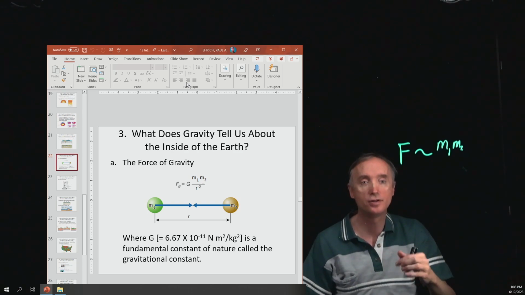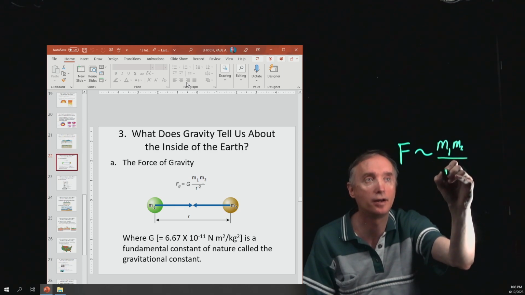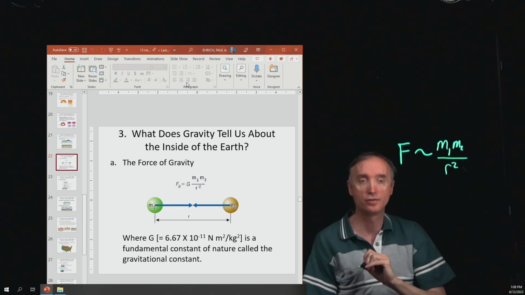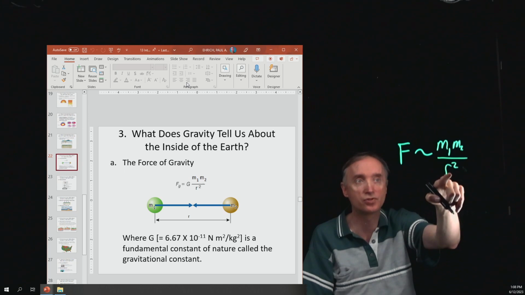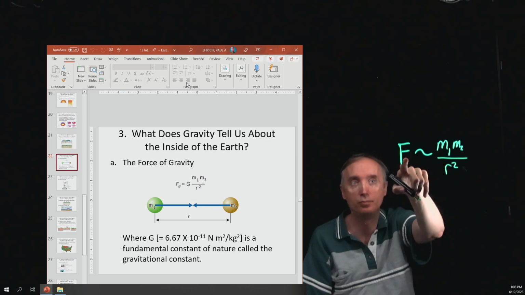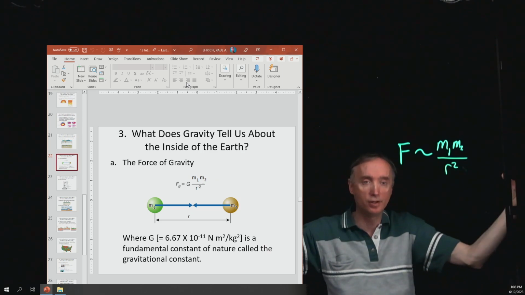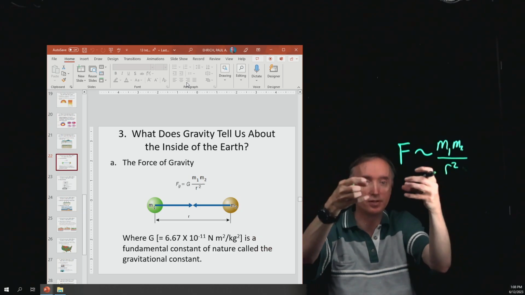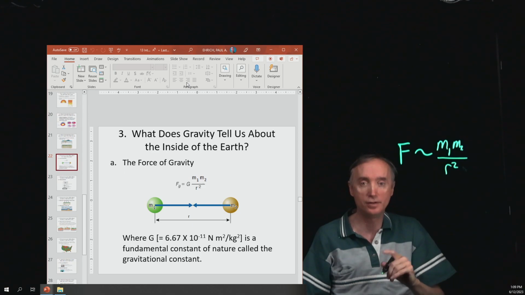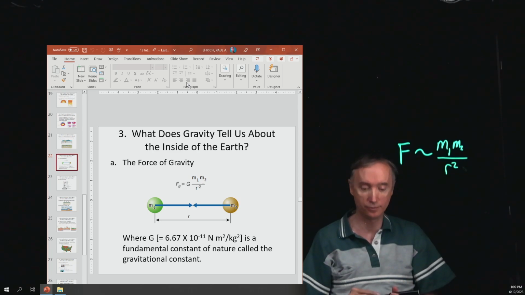But it also depends on the distance between them, and so it's going to be divided by r squared. That means that the closer two objects get, the smaller the r gets, and the bigger the F gets. So if you have two objects that are really, really far away, they don't feel much gravity. But the closer those objects get to each other, the force of gravity is going to increase. That's very important because we're going to use that principle in order to map the inside of the Earth.